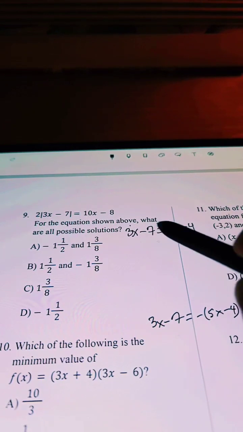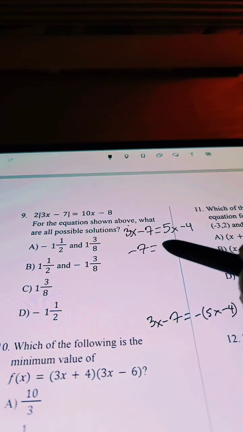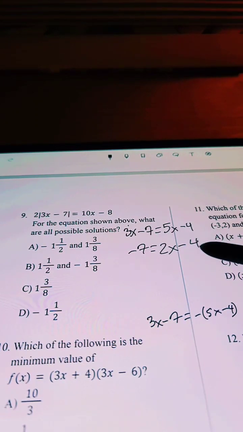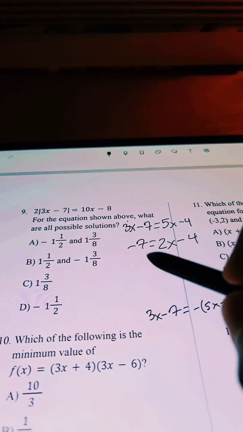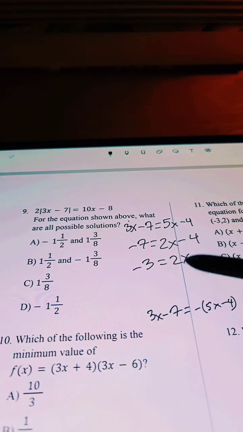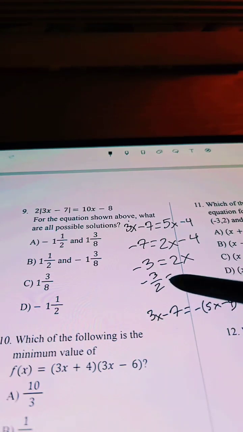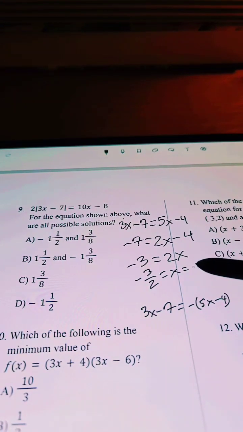And then we're going to say, okay, we're solving for x. So I'm going to subtract 3x on each side. So then I'm going to get negative 7 is equal to 2x minus 4. And then I'm going to add 4 to each side. So then I get negative 3 is equal to 2x. So then if I divide by 2, I get x is equal to negative 3 halves, which is the same thing as negative 1 and 1 half.